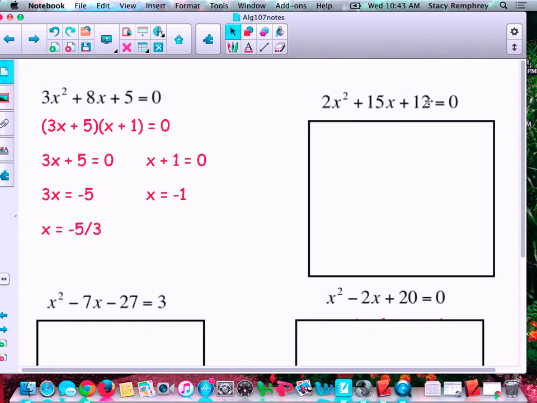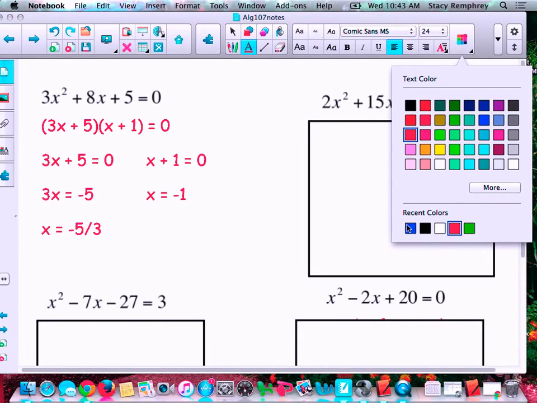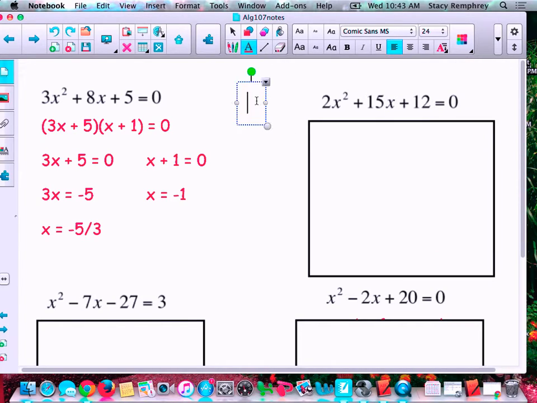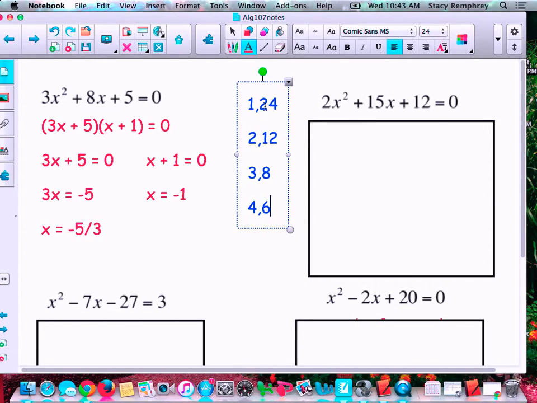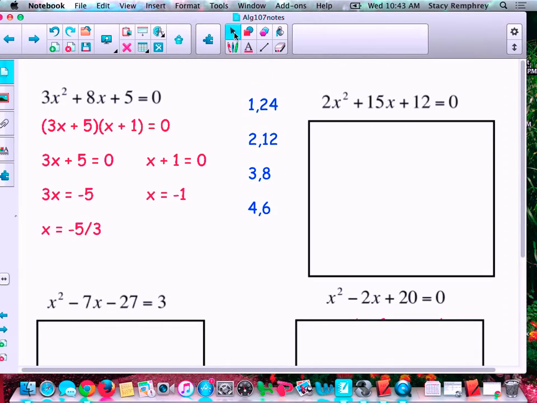In this problem, 2 times 12 is 24. Can you think of 2 numbers that multiply to be 24 and add to be 15? So let's see, 1 and 24, 2 and 12, 3 and 8, 4 and 6. So I just looked at all the things that multiply to be 24. Do any of those add to be 15? No. That means we can't factor it, but it doesn't mean we can't solve it.